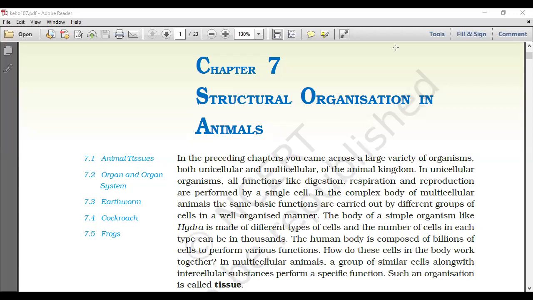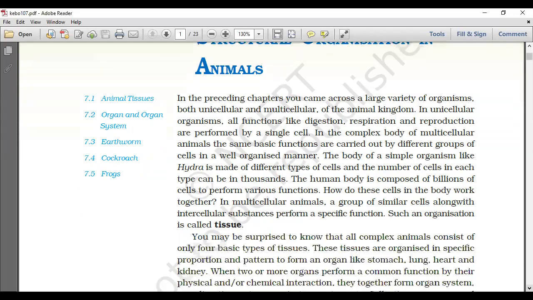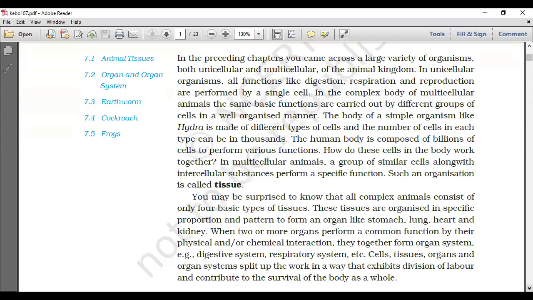In the preceding chapters, you came across a large variety of organisms, both unicellular and multicellular, of the animal kingdom. In unicellular organisms, all functions like digestion, respiration, and reproduction are performed by a single cell.